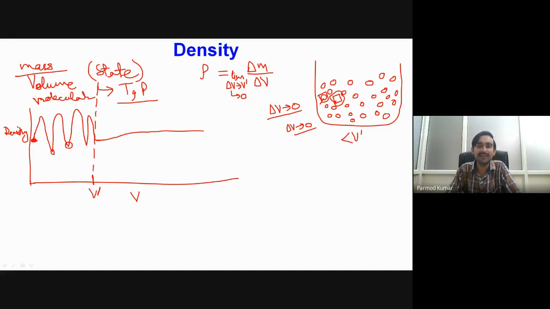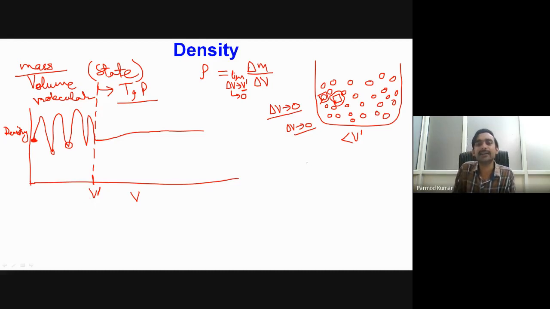So that's why, while writing the mathematical formulation of density, instead of writing delta V tending to 0, we select some volume in such a way that it is greater in comparison to the volume below which the molecular activity will be starting. So that is one important point which you should know about the density.